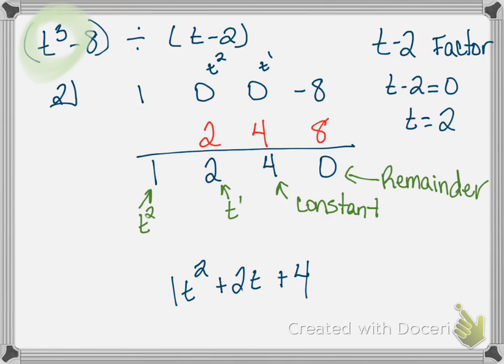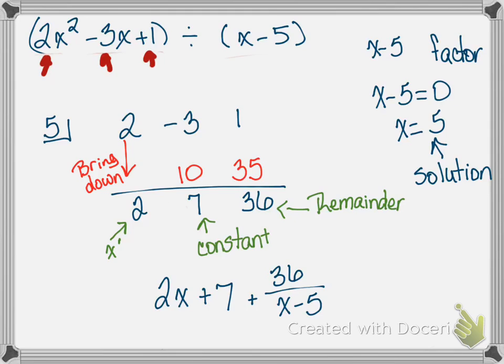The other thing that you can use is you can go from the remainder. You always start on the right-hand side with remainder, constant, t to the first, t squared. If you had another number, it would be t to the what? Third. So you're always going to be one less than your bigger polynomial. Here, my bigger polynomial had x squared. Where did my answer start? With x to the what? First. Okay?